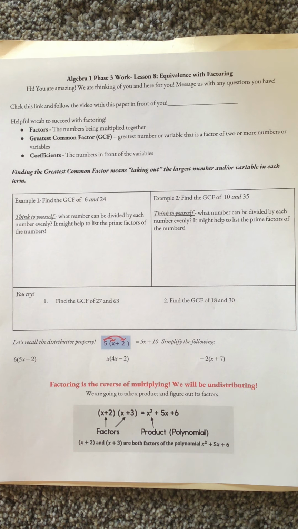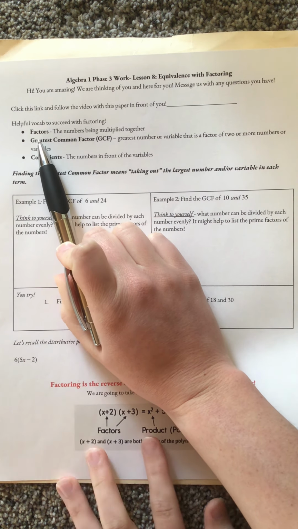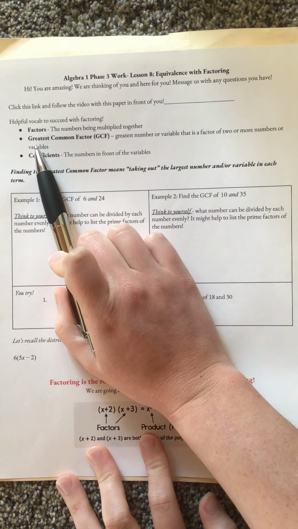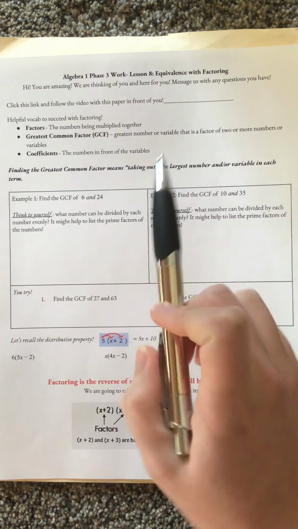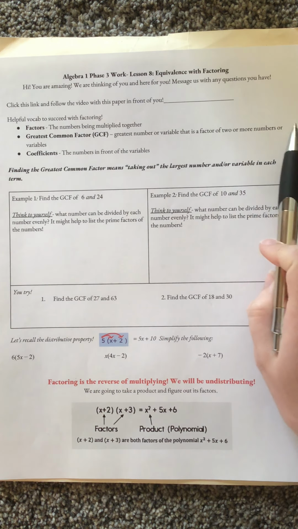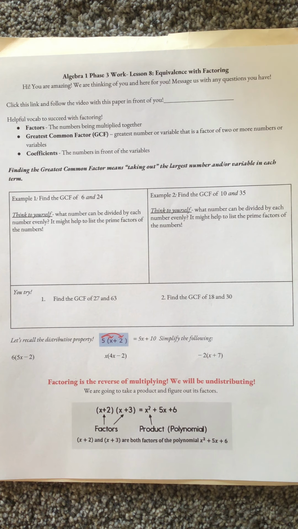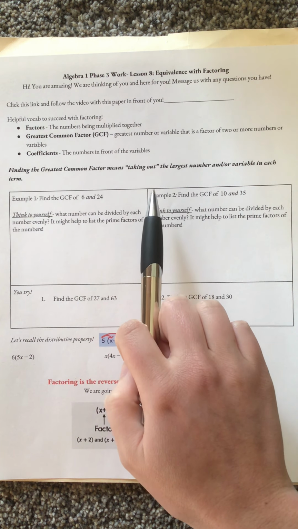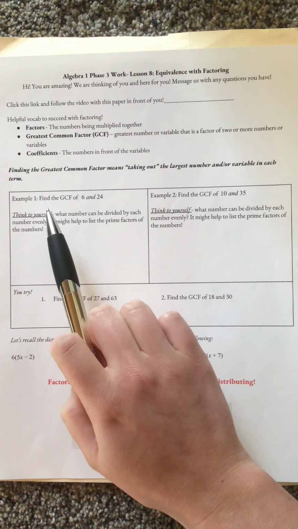So, at the top of this page, I have some vocab here. Factors. Factors are the numbers being multiplied together. Greatest common factor, or also GCF, that's the greatest number or value that is a factor of two or more numbers or variables. And then we have coefficients, which are the numbers in front of the variables. So, finding the greatest common factor means taking out the largest number or taking out the largest variable in each term. So we're going to look at example 1.